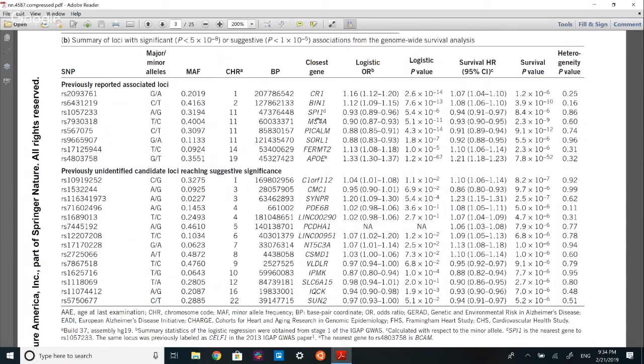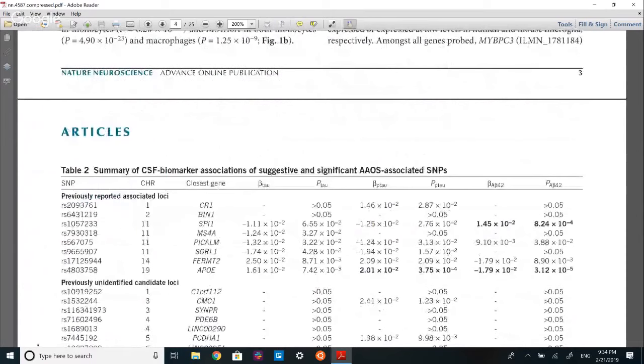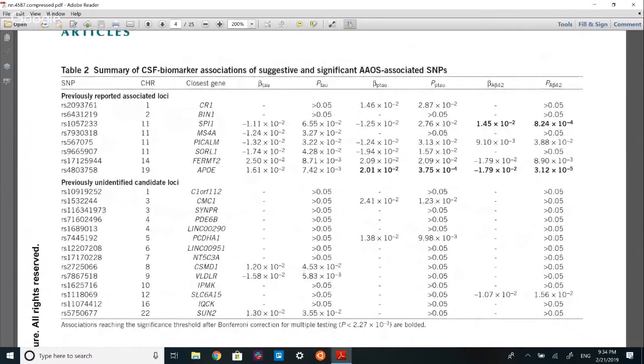Here you can see almost all the loci were previously reported, but for the previously reported CELF1 locus, our identified locus is closer to the gene SPI1 instead. And we further validated these loci by showing that many of them are associated with CSF biomarkers, including tau proteins, p-tau, phosphorylated tau, as well as A-beta. The ones passing the stringent Bonferroni correction threshold are shown in bold. As you can see, that is SPI1 with A-beta 42, as well as ApoE with p-tau and A-beta 42.